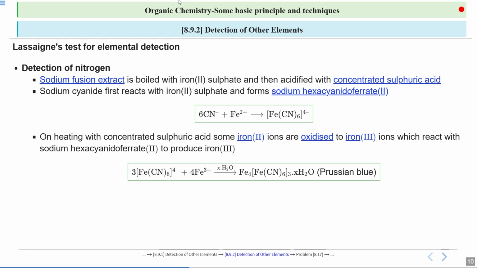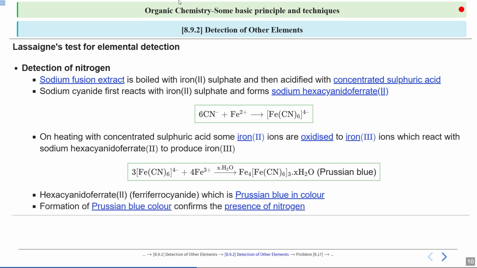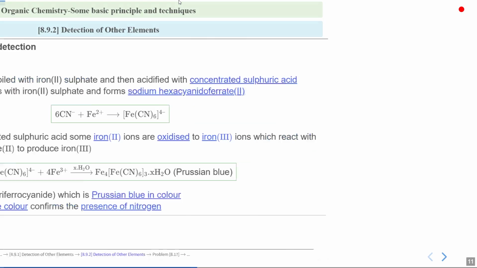Now, the formation of Prussian blue, which is ferric ferrocyanide, gives a distinctive blue color. This color change is a visual confirmation of the presence of nitrogen in the compound, and it is a classical example of how a chemical reaction can be used to detect specific elements. The hexacyanidoferrate 2 is Prussian blue in color. To summarize, the formation of Prussian blue confirms the presence of nitrogen in the compound.